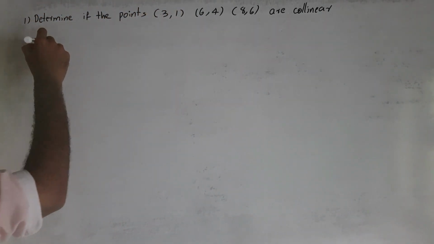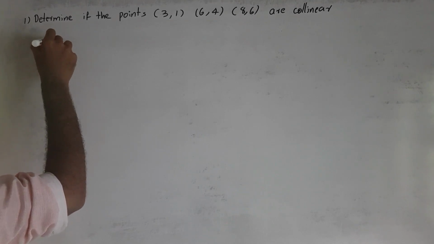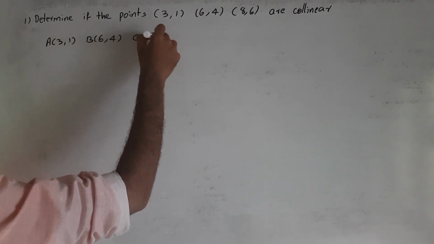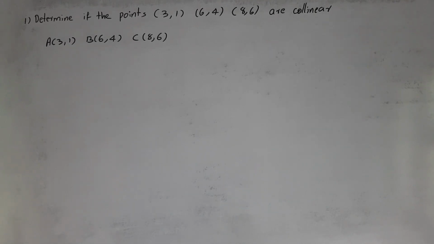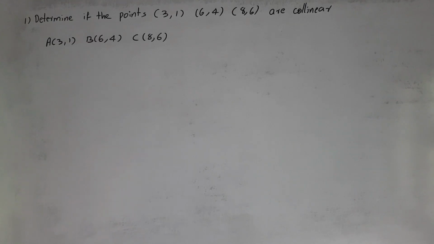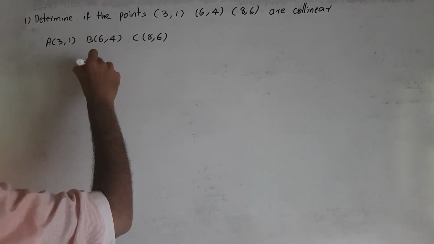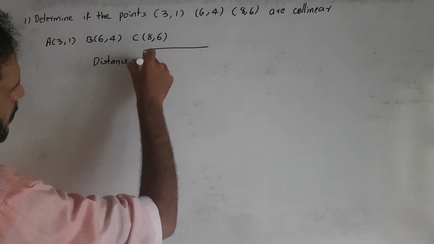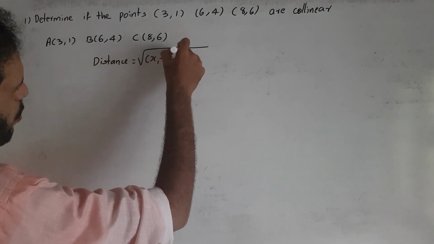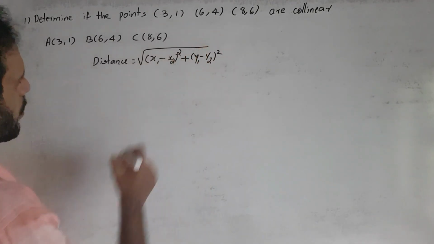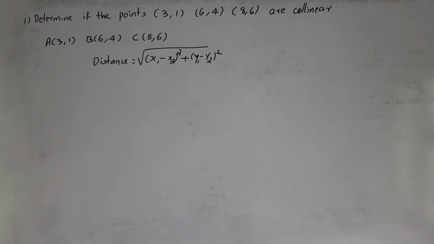We choose the first point as A (3, 1), B (6, 4), and C (8, 6). Okay, A(3, 1), B(6, 4) and C(8, 6). So next we find the distance between A and B, A and C, and B and C. We use the distance formula, so let us write the equation: distance is equal to the square root of (x1 minus x2) whole square plus (y1 minus y2) whole square.